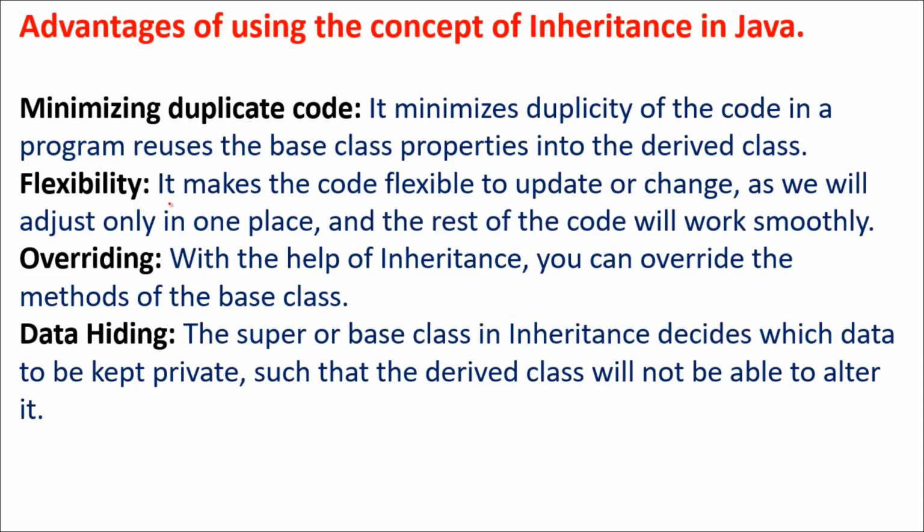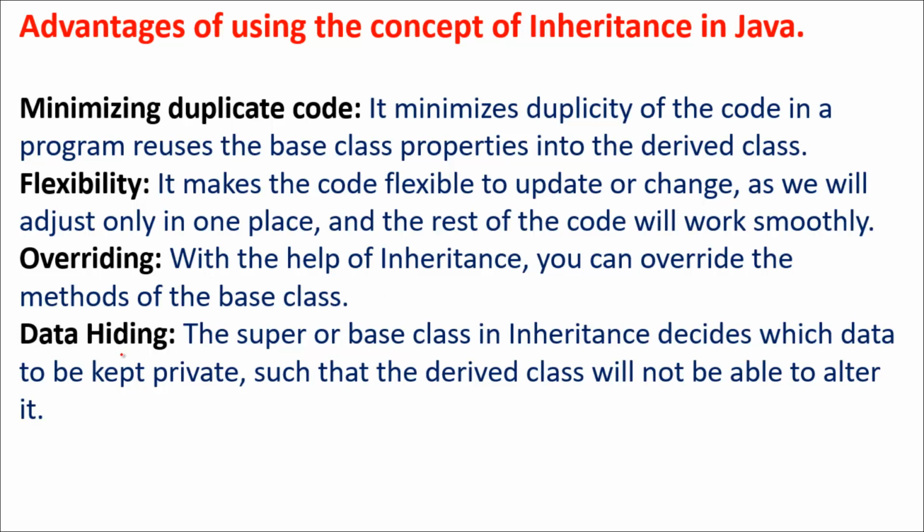Now there is flexibility. It makes the code flexible to update or change, as you adjust only in one place and the rest of the code will work smoothly. Then there is overriding. With the help of inheritance you can override the methods of the base class. Like, say, a base class contains a calculate function. Now in a derived class you want your own calculations, so you can override that base class functionality. Changing the method functionality is called overriding.